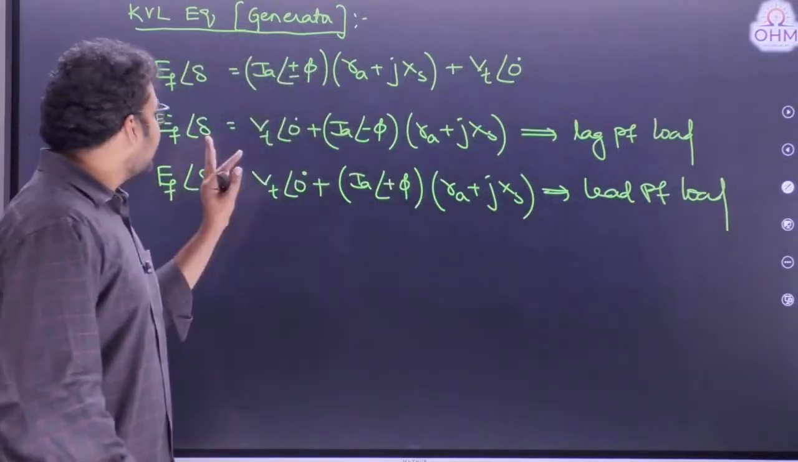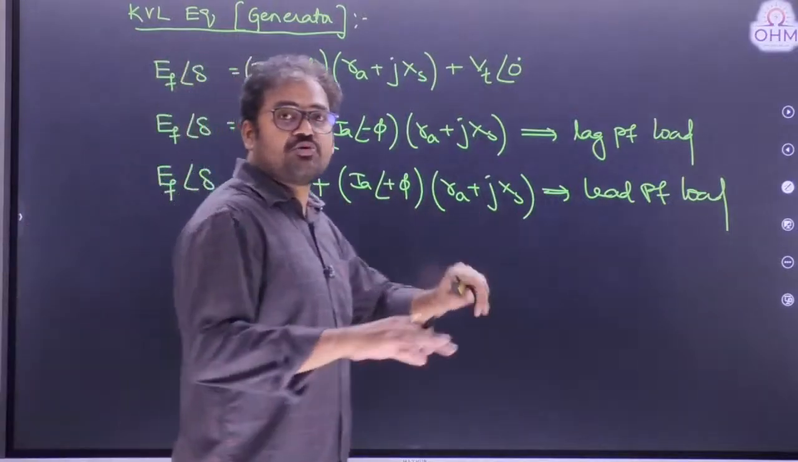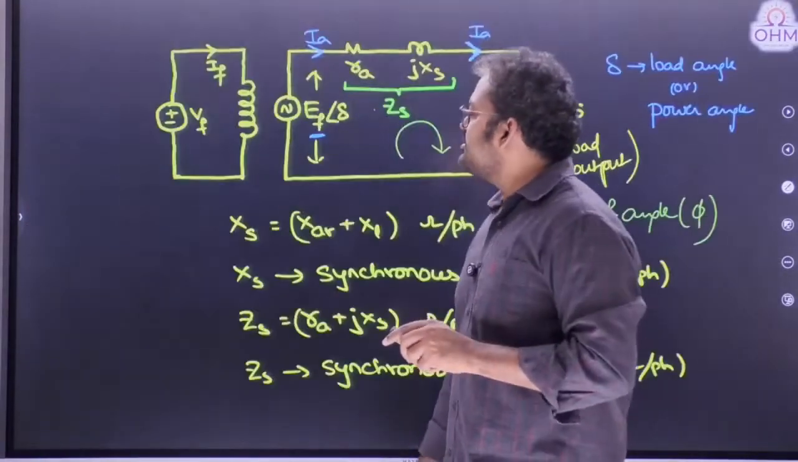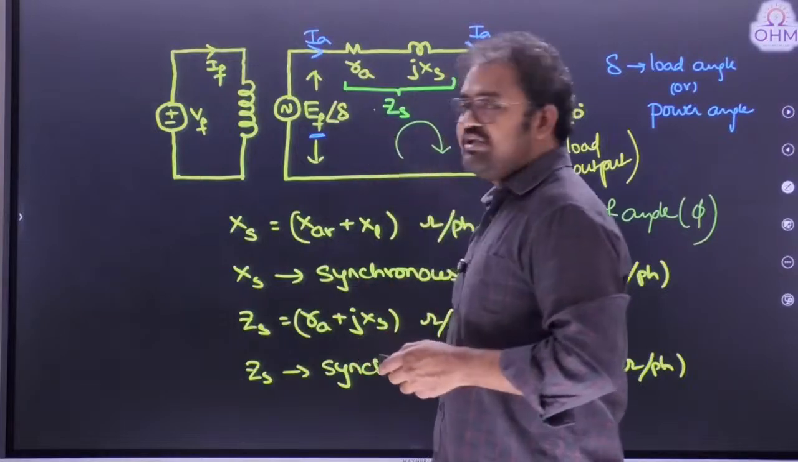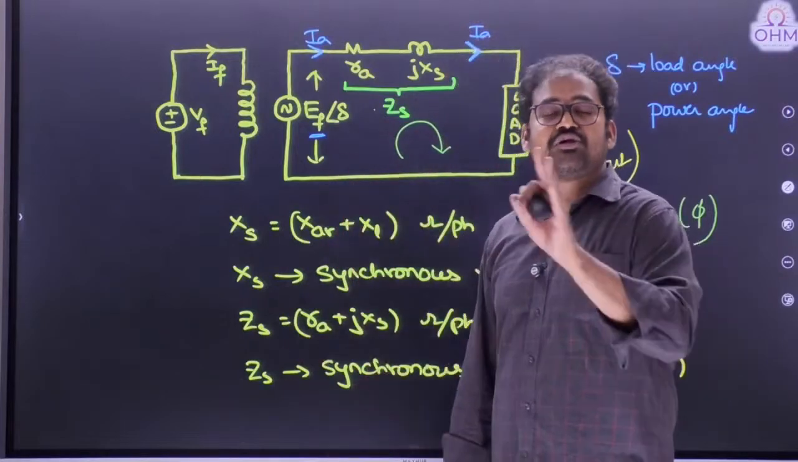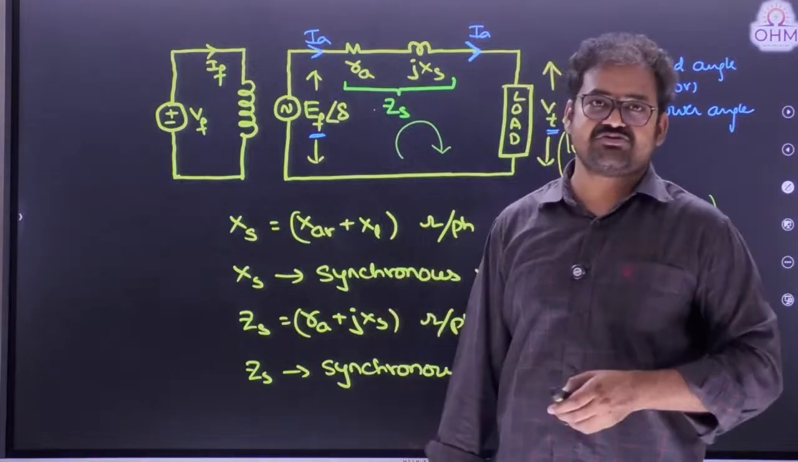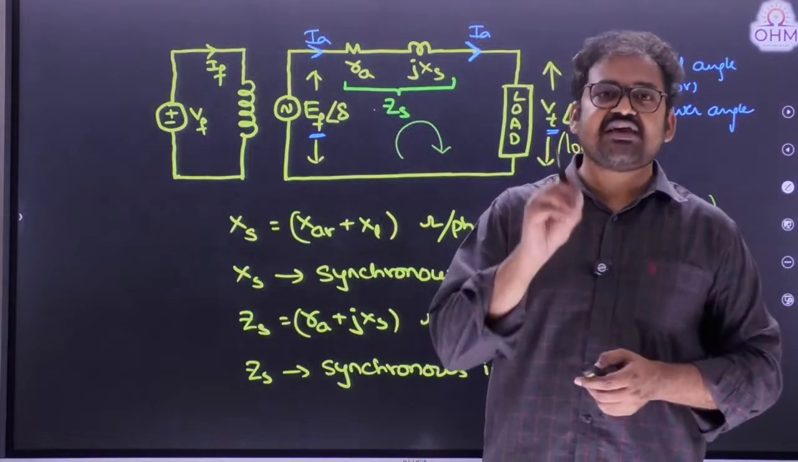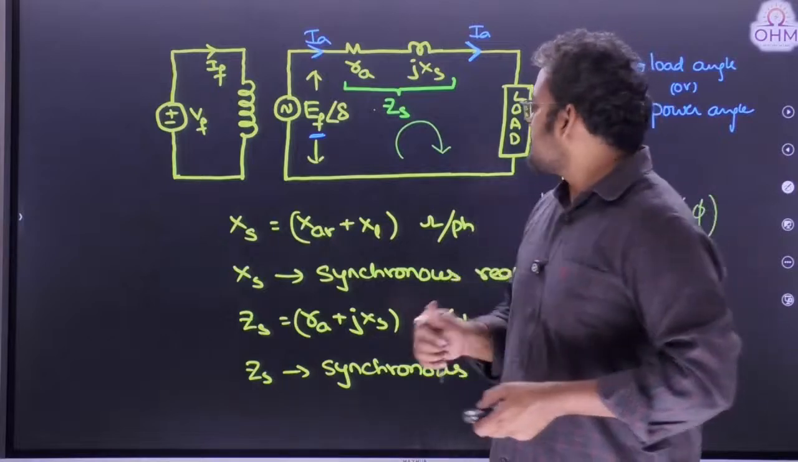So never write the KVL equation without showing angles. The common mistake students will do is they will write down the KVL equation without angles. That will work out only in DC circuits, not in AC circuits. In AC circuits, phase angles will play major role.